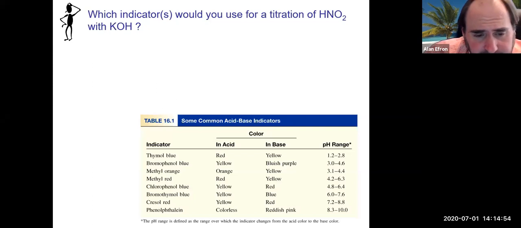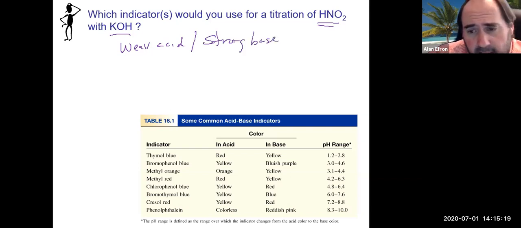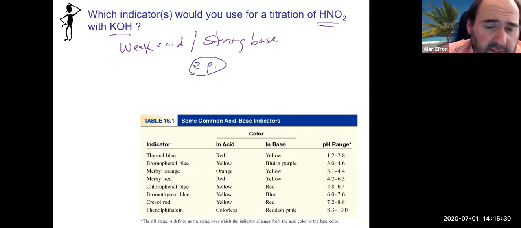Okay, so when we're trying to decide what would be a good indicator, it's really good to decide what you've got going on. So our HNO2, as we saw in that previous problem, definitely is a weak acid, and KOH is a strong base. So again, this is why it's important to understand those titrations that we talked about, because when somebody tells you, hey, you're doing a titration of a weak acid and a strong base, you should know right off the bat, when you reach the equivalence point, it should be basic.